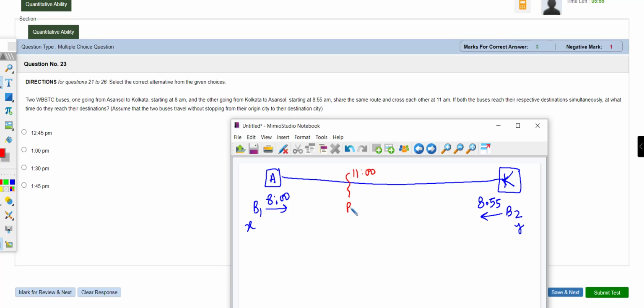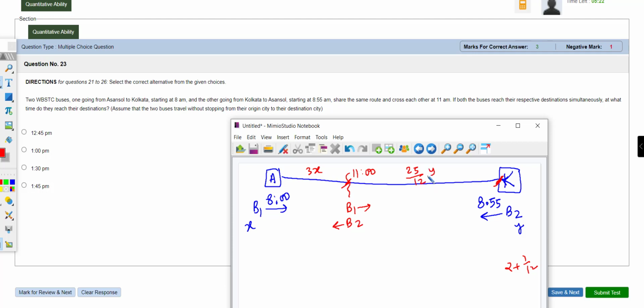At 11 o'clock, B1 and B2 cross each other. So the distance from A to this point is how much? 3 hours, that is 3x. Distance from this to this point is how much? It is 2 hours plus 5 minutes. 5 minutes means 5 by 60, that is 1 by 12 hours. So this is 25 by 12 hours with a speed y, that is 25 by 12 into y is the distance.